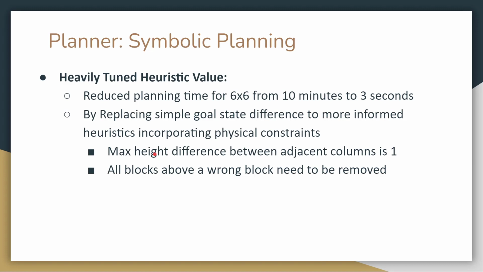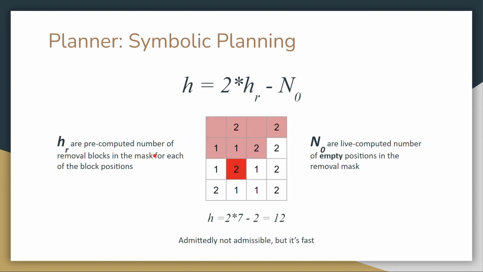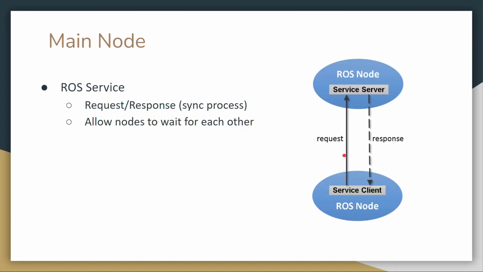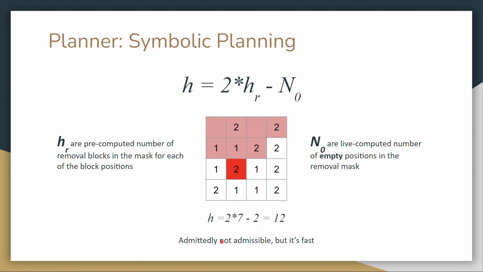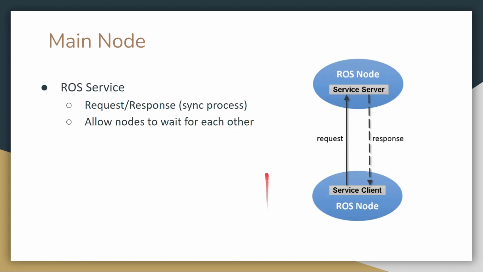For our planner, we're using symbolic planning. We have a heavily tuned heuristic value, and it boosts our performance in speed. Here's our heuristic. HR means the pre-computed number of removal blocks in a mask, and N0 is the live-computed number of empty positions in a mask. It is not admissible, but it is a fast heuristic.